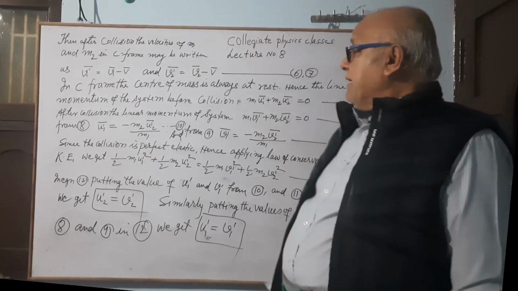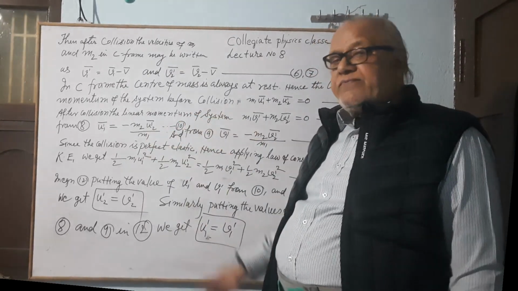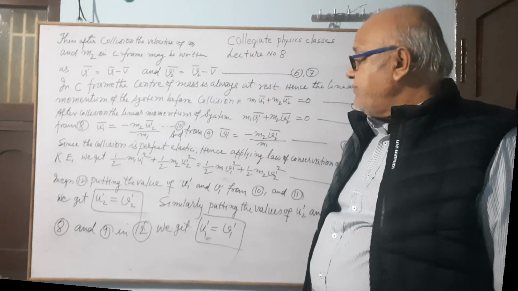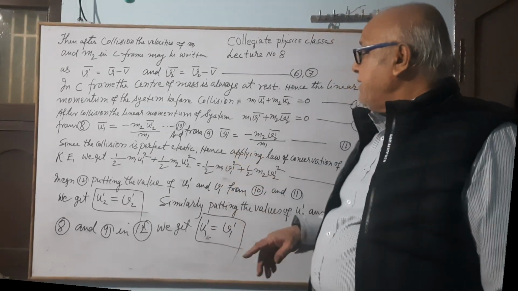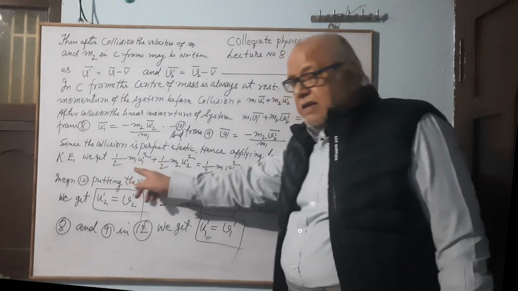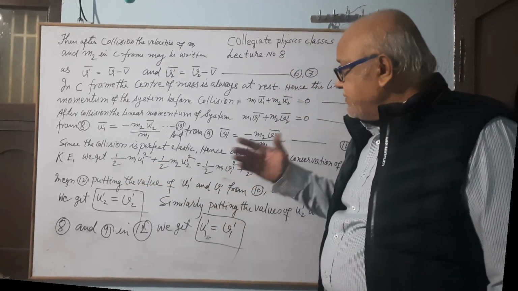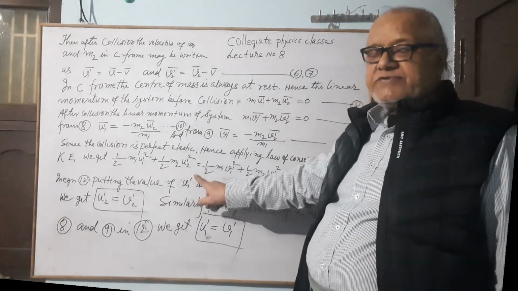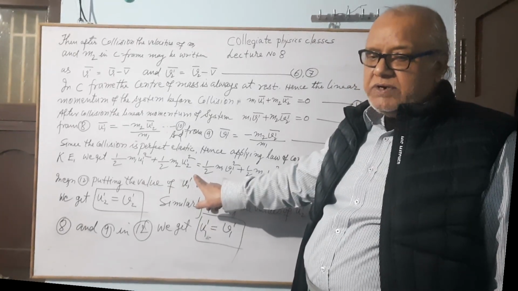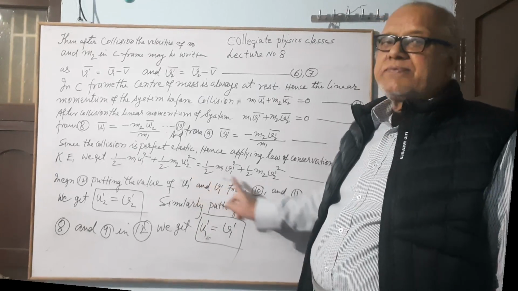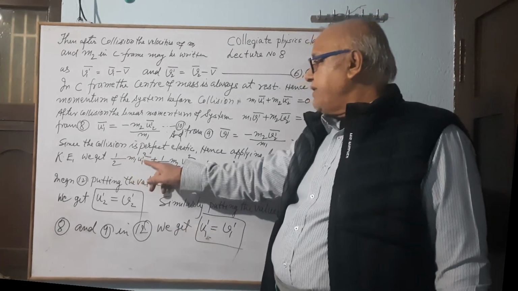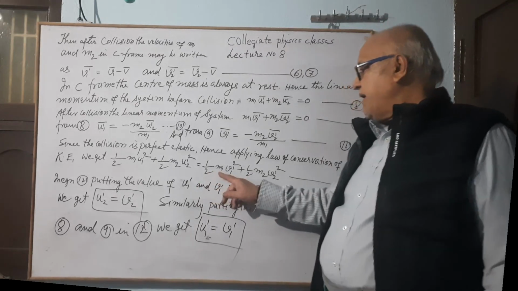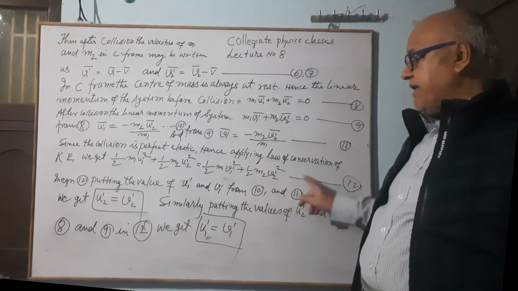Now, since in C frame of reference the center of mass is always at rest, therefore applying the law of conservation of kinetic energy, we will have the kinetic energy of the system before collision will be equal to the kinetic energy of the system after collision. Therefore, half m1 u1 dash square plus half m2 u2 dash square will be equal to half m1 v1 dash square plus half m2 v2 dash square.